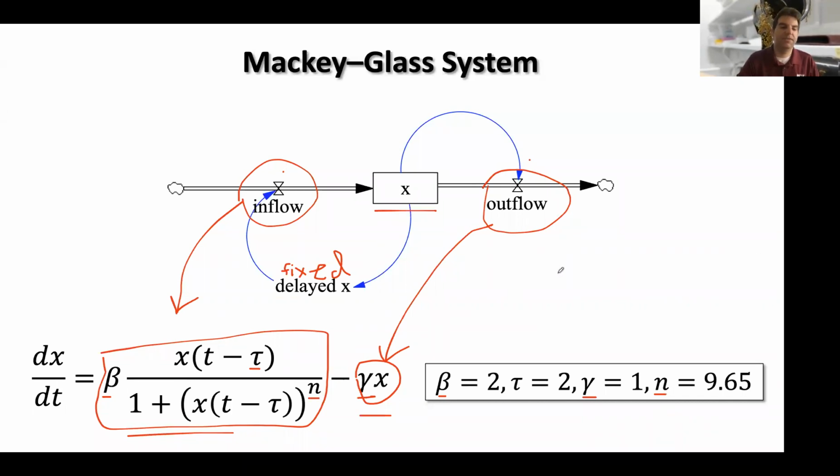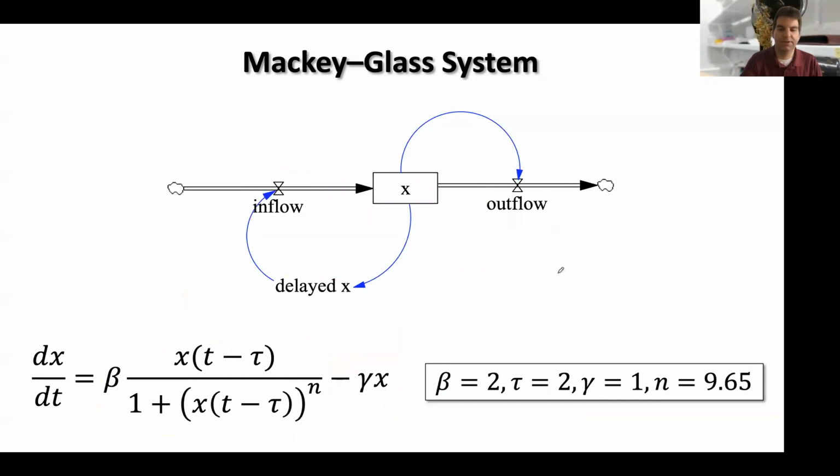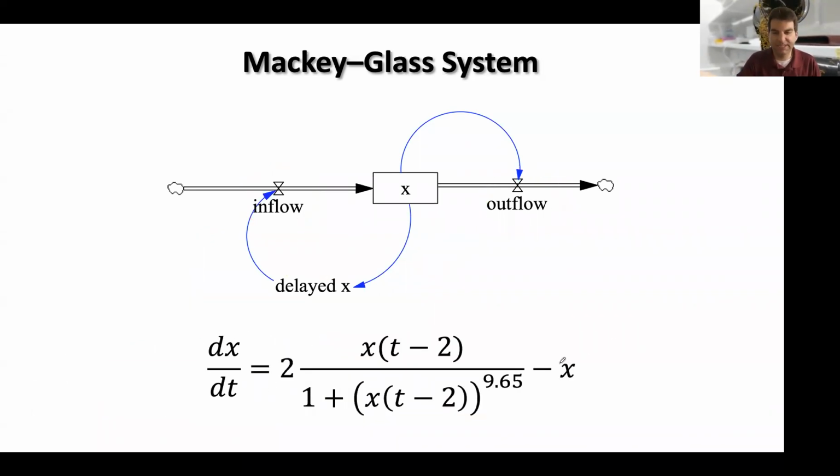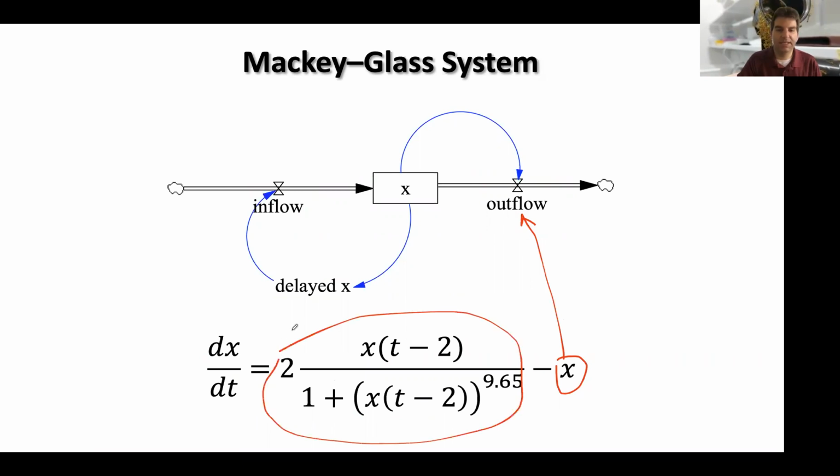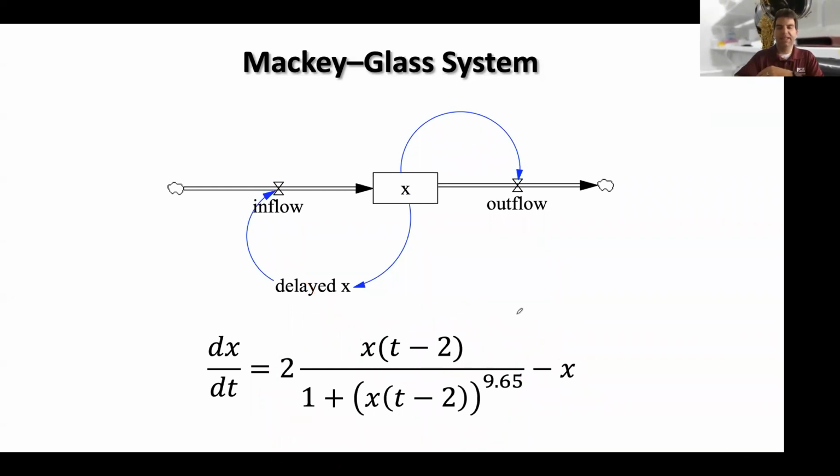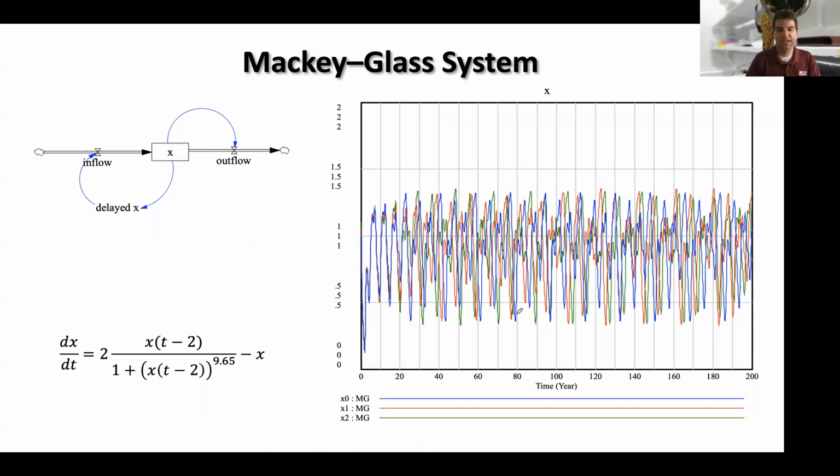If I set those up, then something very interesting happens. The outflow is just going to be this formula, and this is the formula I'm going to implement in the inflow. And this here is just a delayed version of the x that I've put there as this auxiliary variable, a fixed delay. So if I implement this in Vensim, and then start it from different initial conditions, I get some pretty interesting outputs.